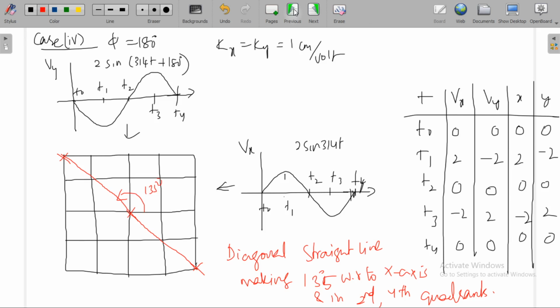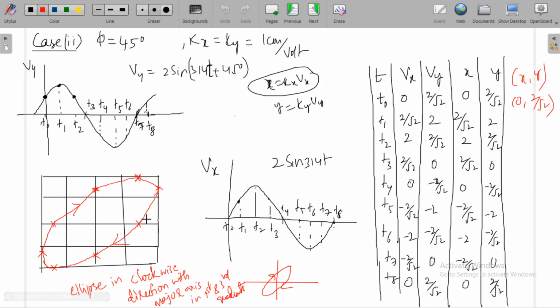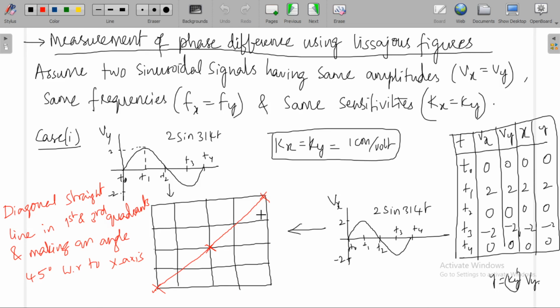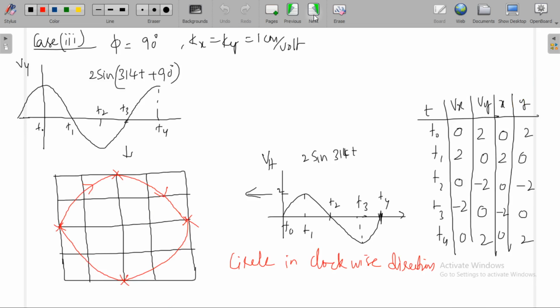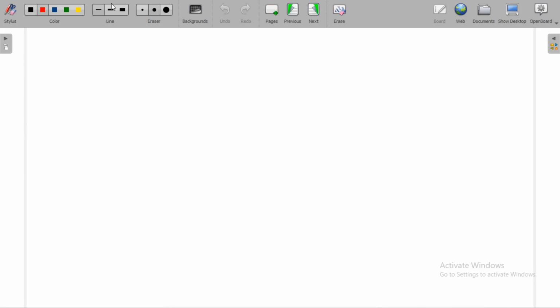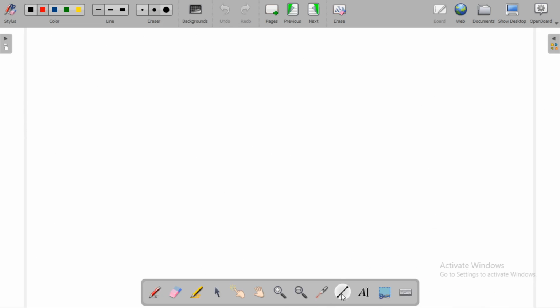This is a mirror image of this. So for different angles, phase differences, you're going to get different images.